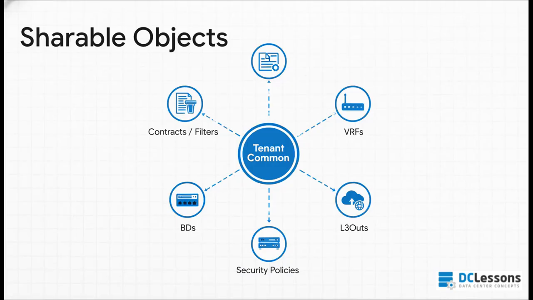And it's not just one or two things you can share from this central toolbox. We're talking about the whole shebang. Security policies like contracts and filters, Layer 3 routing contexts like VRFs, Layer 2 segments like bridge domains, and even your connection to the outside world with L3 outs. The real power here is in reusability. You build your main internet gateway once in Tenant Common, and then every single tenant can use it safely.